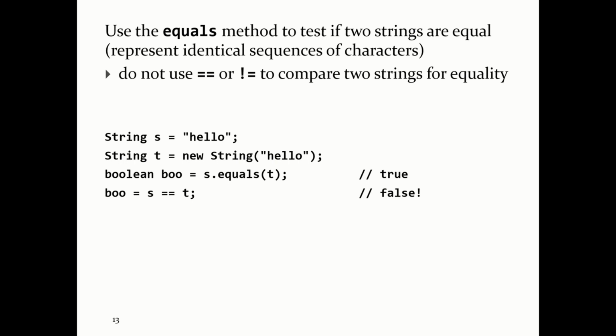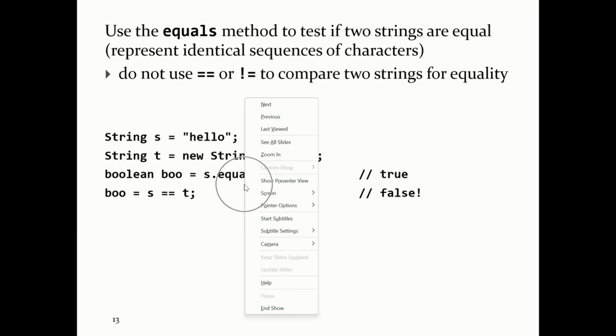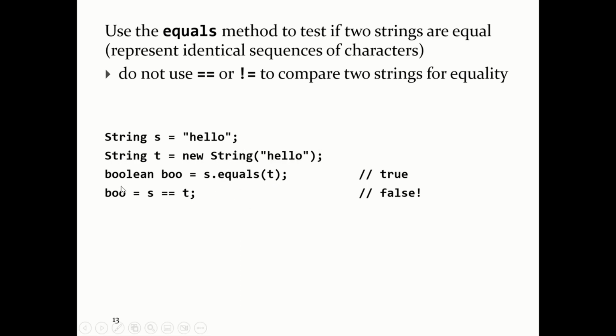This is the same thing as strcmp, well, sorry, it would be analogous to strcmp in C, which compares strings. The result of equals is always true or false, so you always store the result in a boolean variable. The next line here is the thing. Okay. So I want to test, do they have the same sequence of characters? So if I write S equals T, and then print out the value of boo, you'll get true.